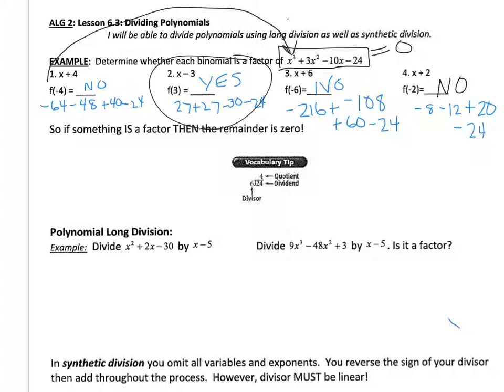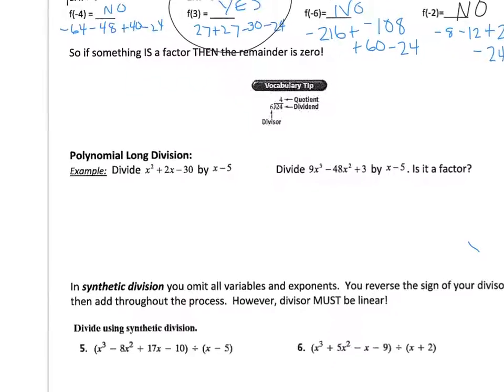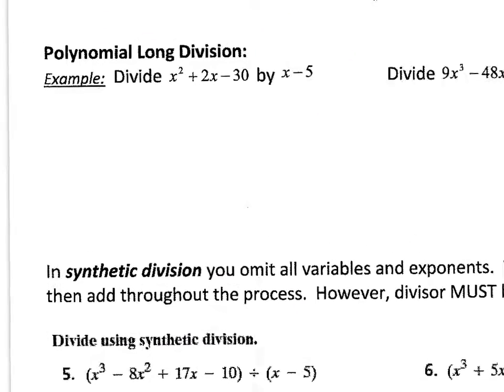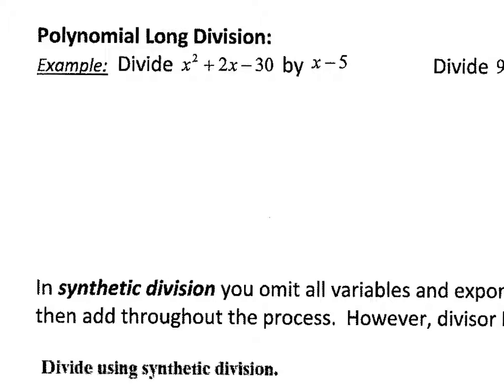We know that in math, if we divide 24 by 6, we get 4 and we don't get a remainder. So that means that 6 is a factor of 24. So we'll go back to long division right here. So I'm going to divide x squared plus 2x minus 30 by x minus 5. So I'm going to write x minus 5 right here, x squared plus 2x minus 30.